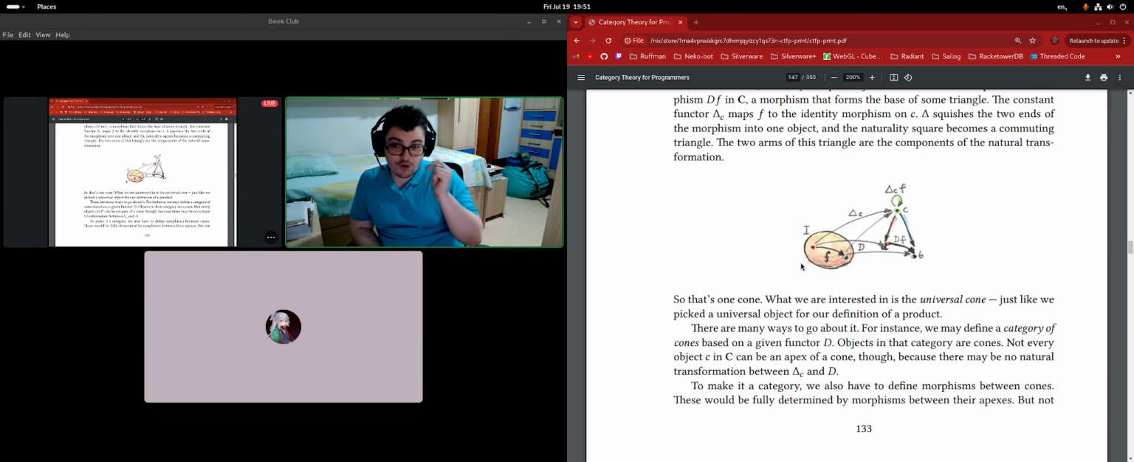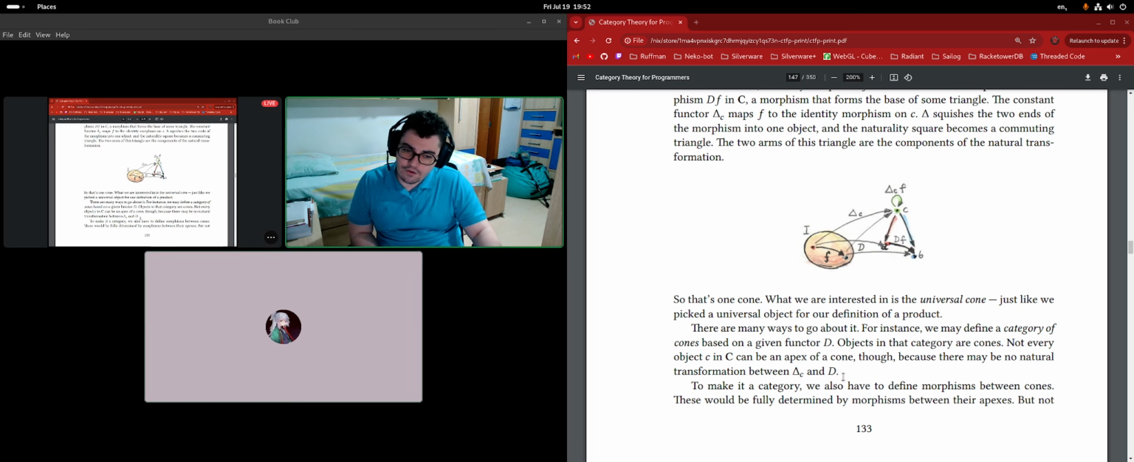Now treat each cone as an object. All this monstrosity as an object. Objects in that category are cones. Not every object C in the category can be an apex of a cone though, because there may be no natural transformations between. That is true.